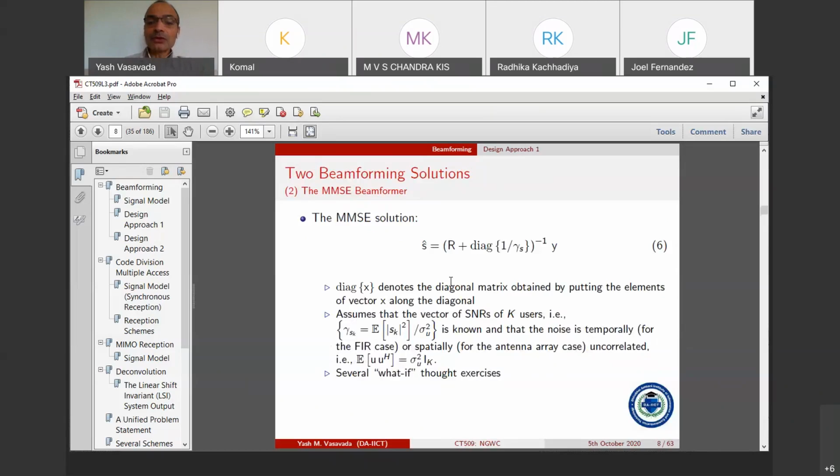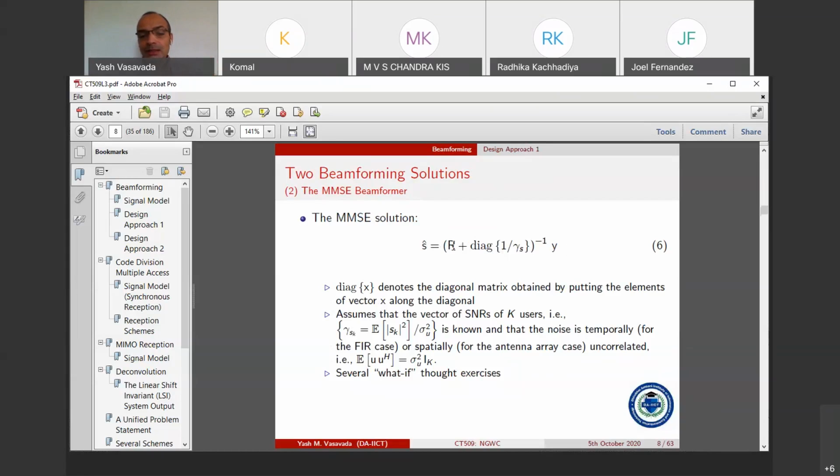If SNR values are very large, suppose gamma S is, let's say, 100 or 1000, then you can see that this diagonal term tends to become 0, and the MMSE solution becomes very much like the decorrelating solution. So in the large SNR case, there is probably not a lot of reason to go with MMSE, unless R is ill-conditioned, or if R is non-invertible.